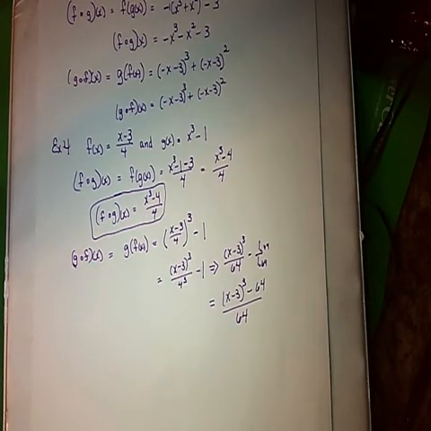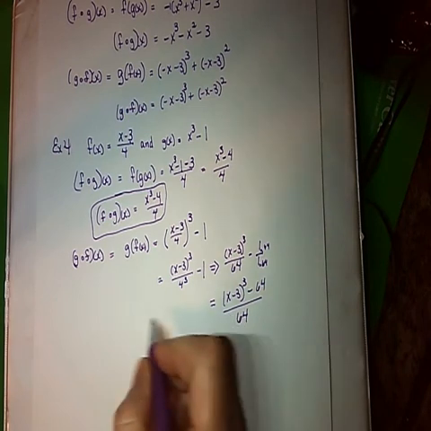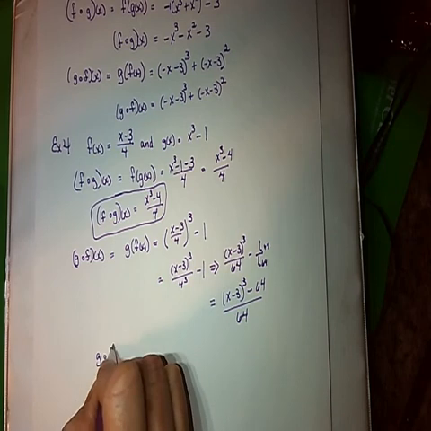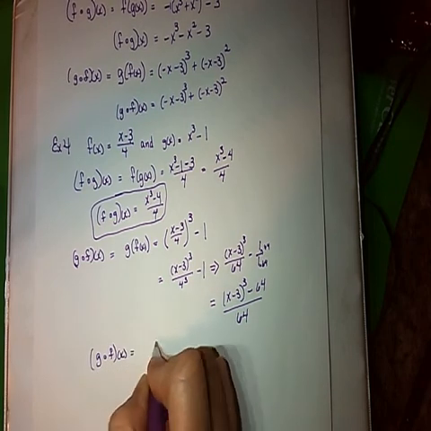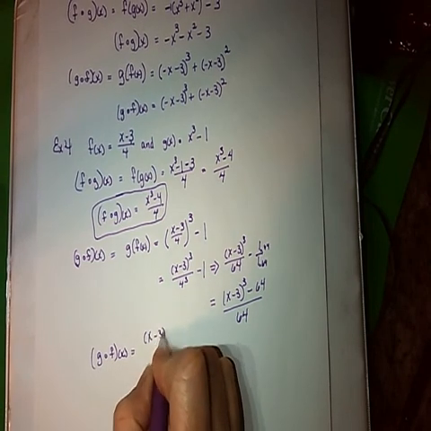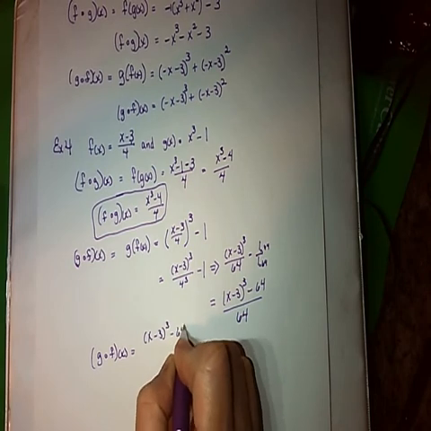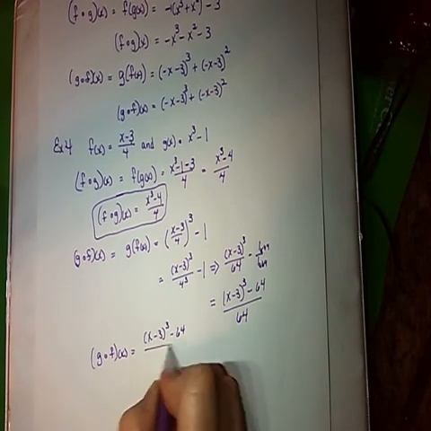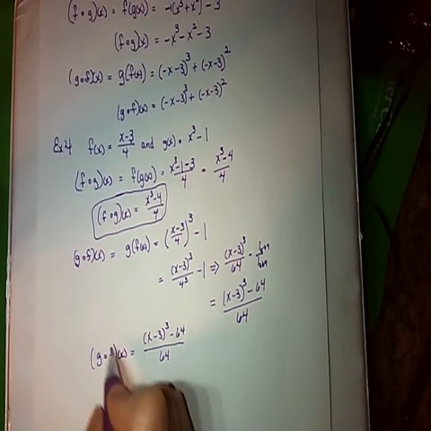Alright, so the answer for the composite of g of f of x is (x minus 3) cubed minus 64, because I multiplied top and bottom by 64 over here, and then I put it over 64. That way I have just one fraction.